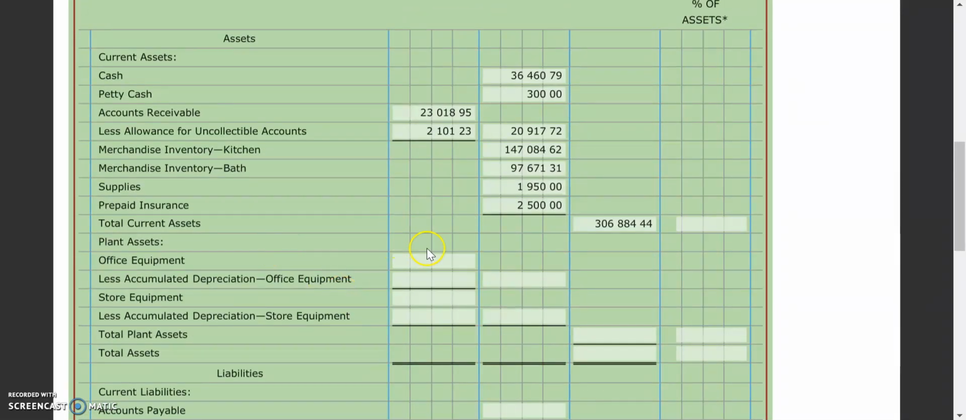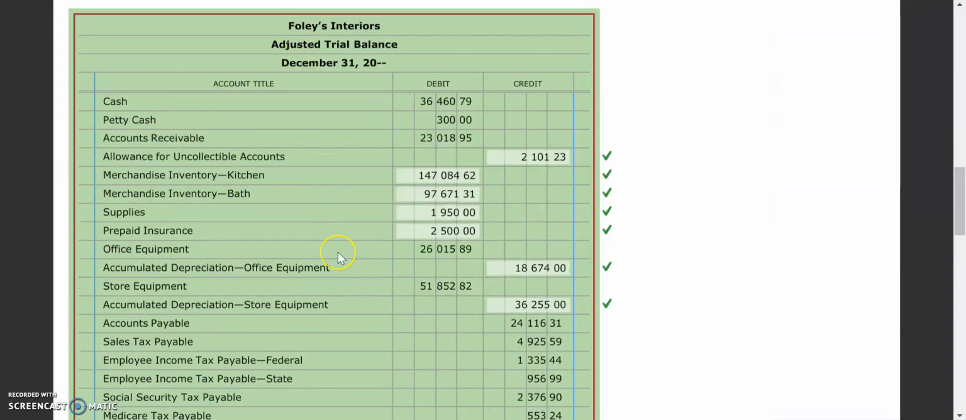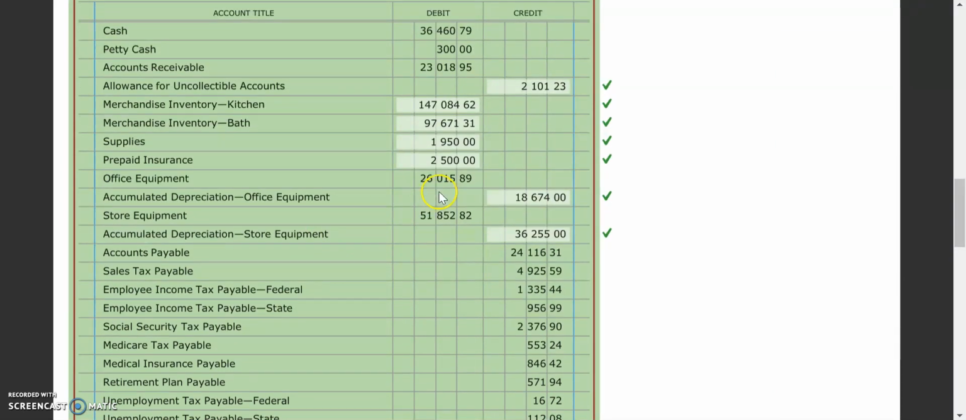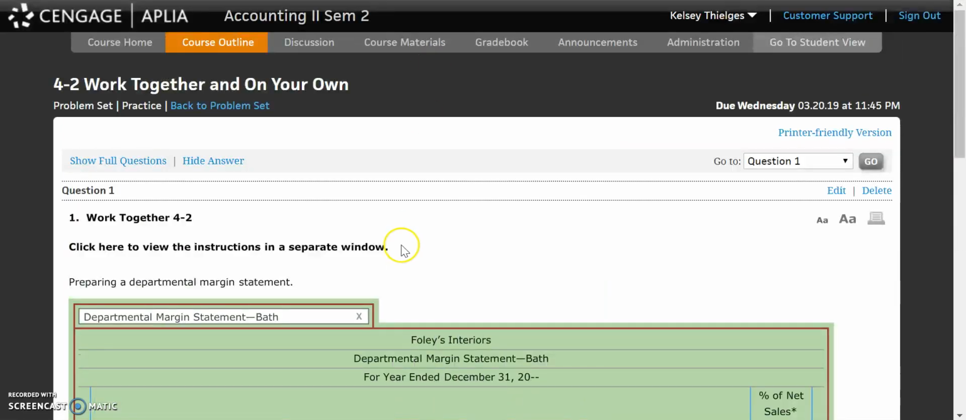Then we're going to come to our plant assets section. Remember, plant assets are long-term assets, meaning we're going to hang on to them for a number of years. So with our plant assets, we have accumulated depreciation associated with each one of those. So when we look at our adjusted trial balance, we have office equipment and its accumulated depreciation, our store equipment, and our accumulated depreciation. So we're going to need all four amounts in order to find our book values.